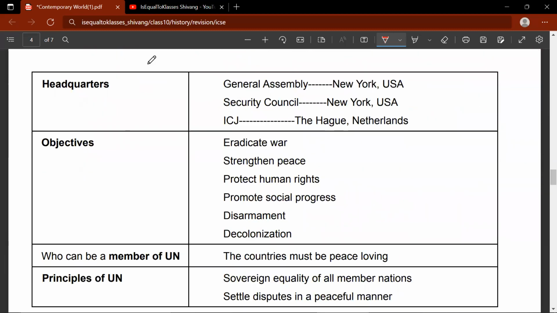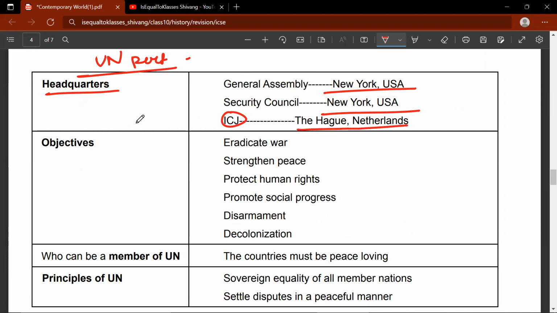Headquarters. Okay, now we move on to the UN part of the textbook. The General Assembly headquarters is in New York, USA. The Security Council is also in New York, USA. And the ICJ, the International Court of Justice, is in The Hague, Netherlands. Objectives of the UN, the United Nations: eradicate war, strengthen peace, protect human rights, promote social progress, disarmament, and decolonization.